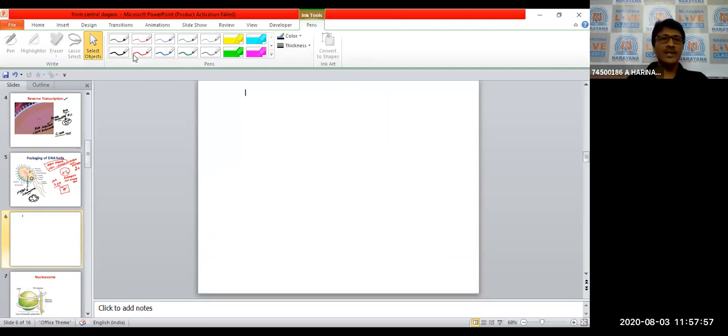Okay. So next, packing of DNA in the eukaryotes. In eukaryotes, a special type of proteins is involved, that is nothing but histone proteins. These are the positively charged proteins. How many different types of histone proteins are present? Histone protein 1, histone protein 2A, histone protein 2B, 3 and 4. So a total of 5 different types of histone proteins are present.